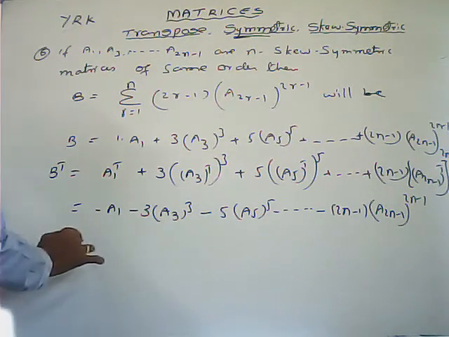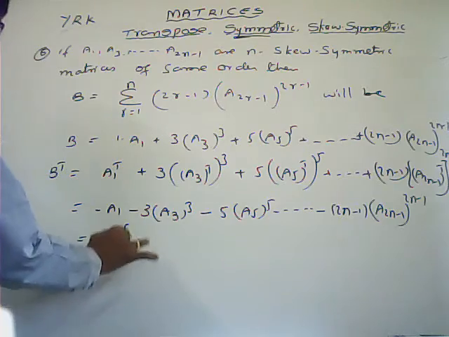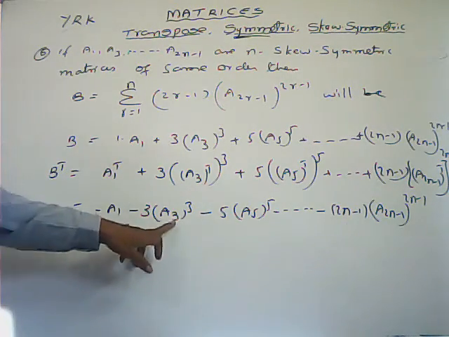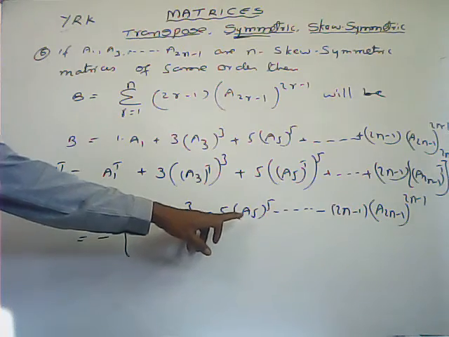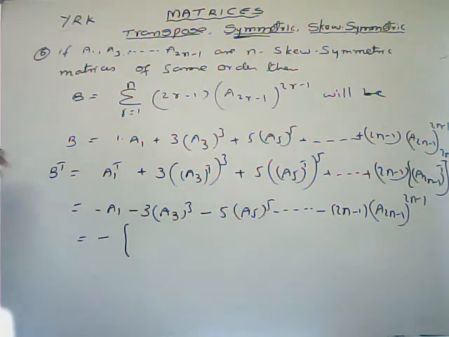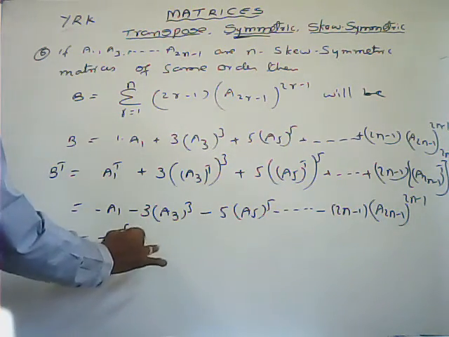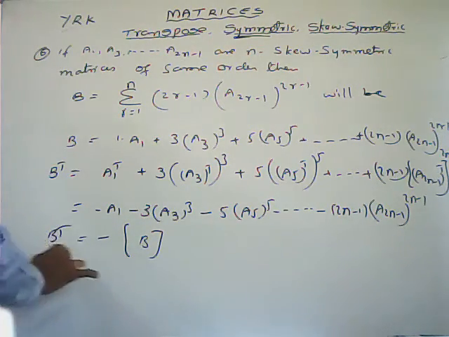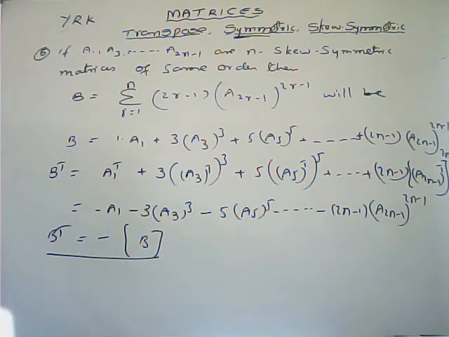Now from all these terms we can take minus as common: A1 plus 3A3 cube plus 5 A5 to the power 5, and so on. So in that place we can write directly B only. B transpose equals minus B. Therefore B is a skew symmetric matrix.